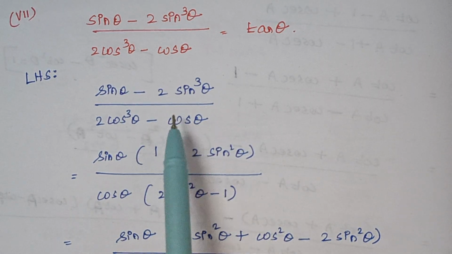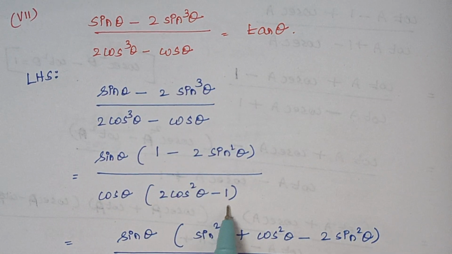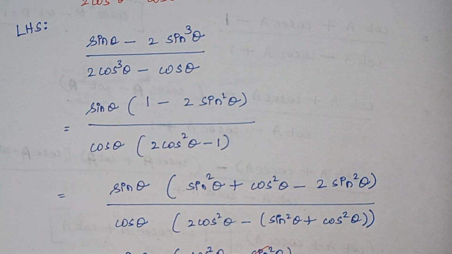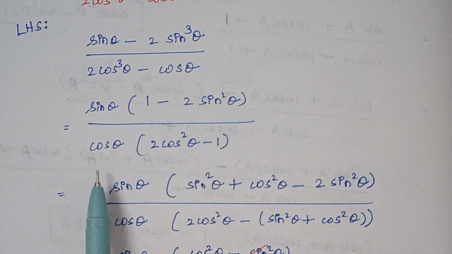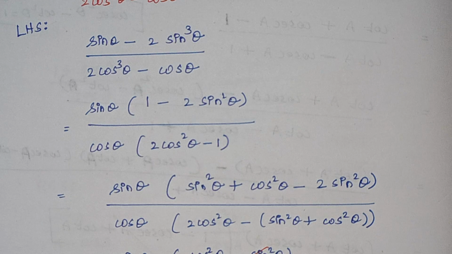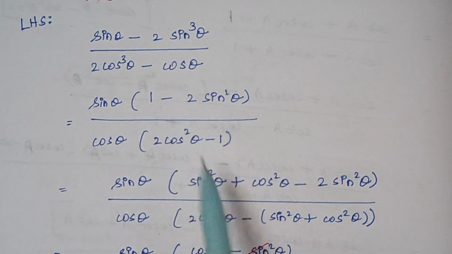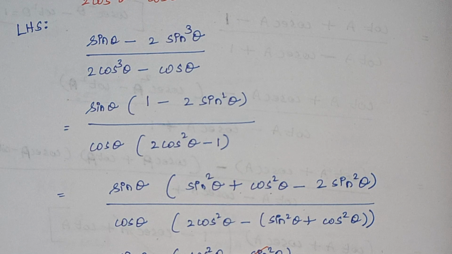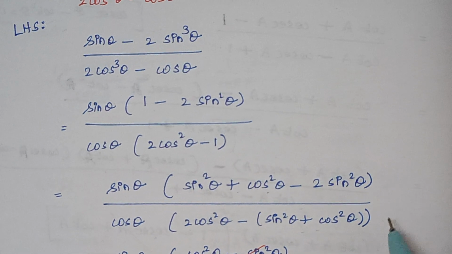And here when you take this cos theta outside, what happens? Here it is 2 cos square theta minus 1. Right, because we are taking this cos theta outside. So here you see this sin theta into 1 minus 2 sin square theta and divided by cos theta into 2 cos square theta minus 1. So in the next step, I am replacing this 1 by sin square theta plus cos square theta, because sin square theta plus cos square theta is 1. Similarly, again I am replacing this 1 by sin square theta plus cos square theta.